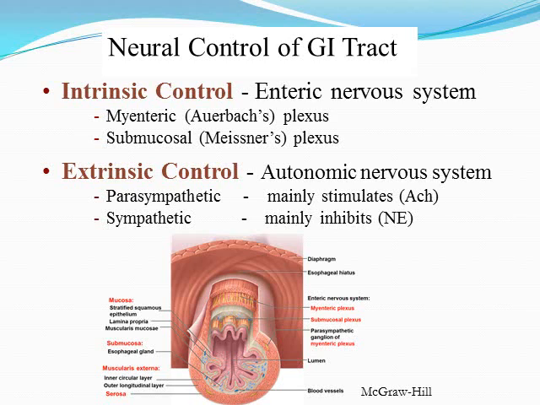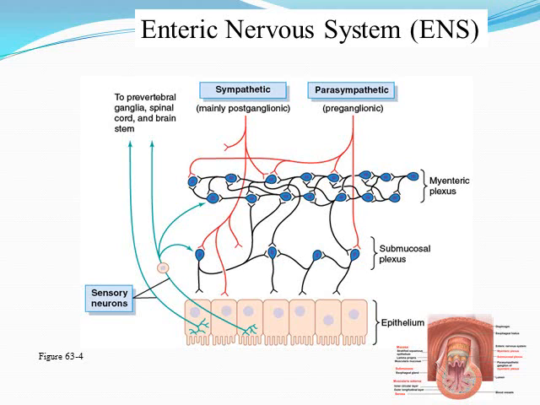But in the same way that the heart has its own internal pacemaker and control, and then the input from parasympathetic and sympathetic affects that, it's very similar here. So the gut has its own pacemaker cells and its own internal control that can be affected, again, by this extrinsic control.